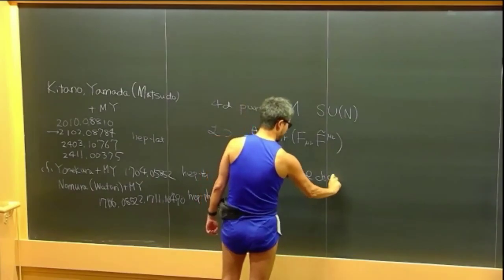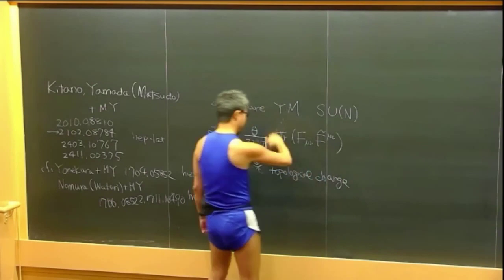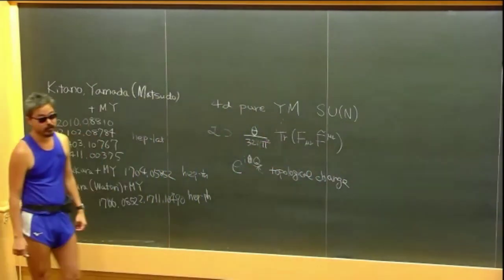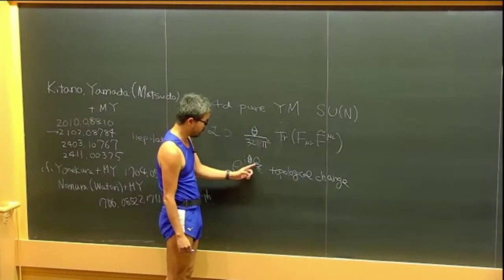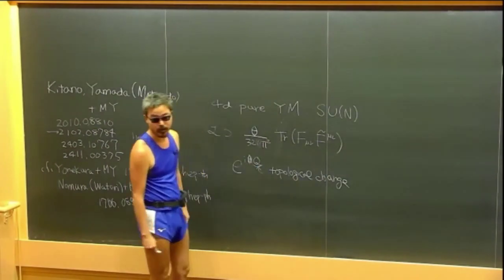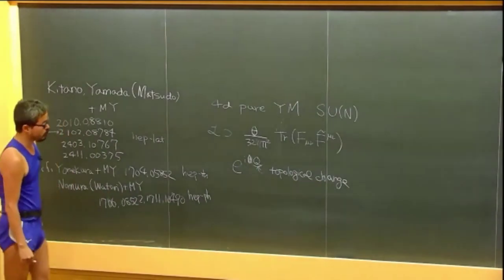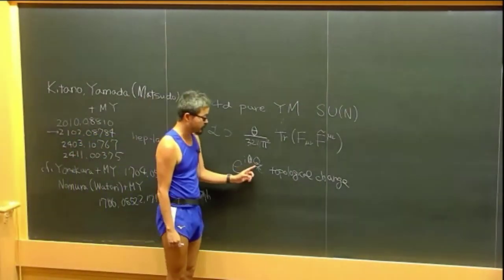Which is an integral of this F F-tilde. So if you just do the integral, you get some factor, and that's quantized, and then this gives rise to this topological charge. Of course, this parameter determines how to weight different topological sectors.